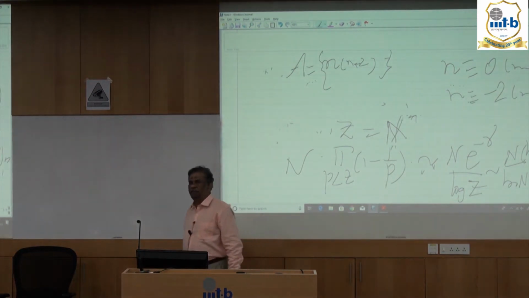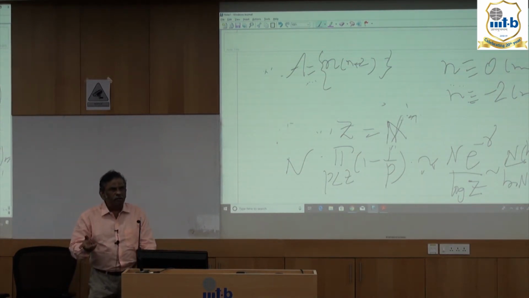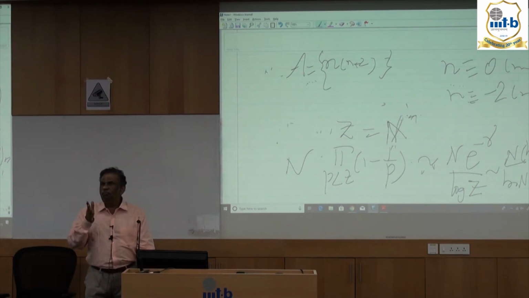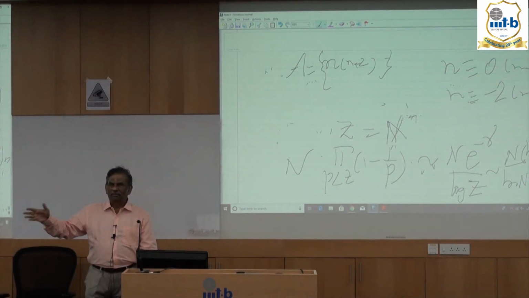Otherwise, I don't throw it away. Therefore, if n is 0 mod p, I throw it away. If it is minus 2 mod p, I throw it away. Otherwise, I don't throw it away. This I do for every prime: p equal to 3, 5, 7, 11, 13, for every prime.